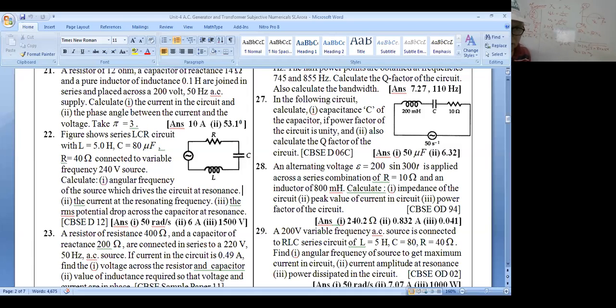Just see the solution here. Question 22 is the question here.